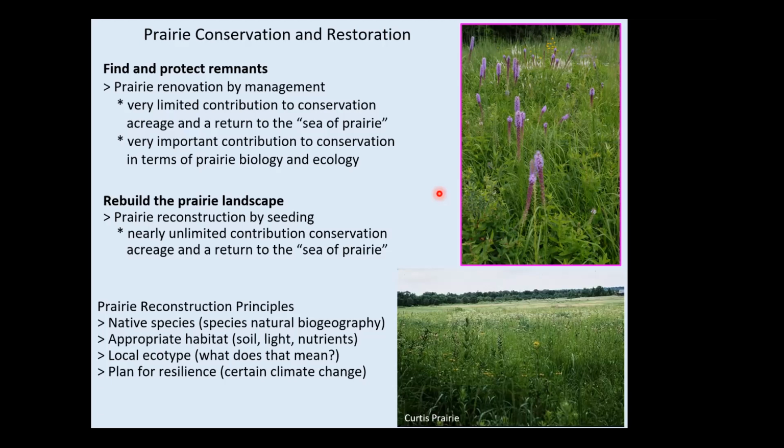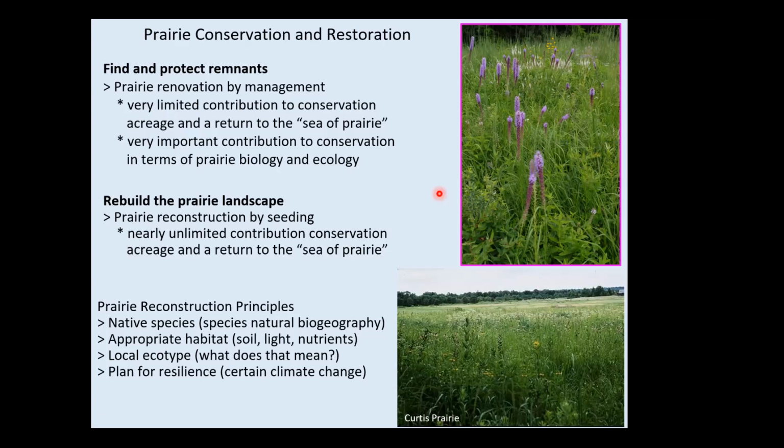So what you choose to plant, obviously we should be planting native species. That should go without even a second thought. But to do that, you have to know what those species' natural biogeographical range is. You can't assume just because a species is on a list for a particular state, for example, that that's an appropriate species for you to plant.